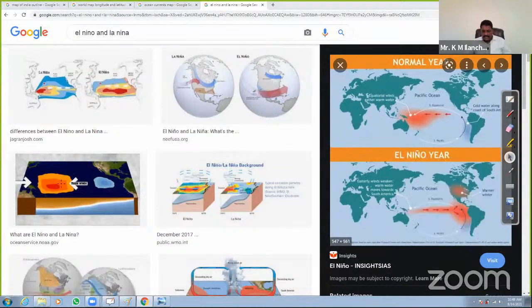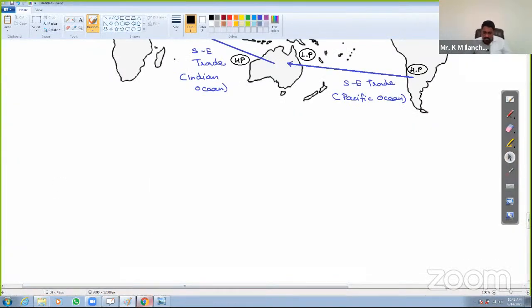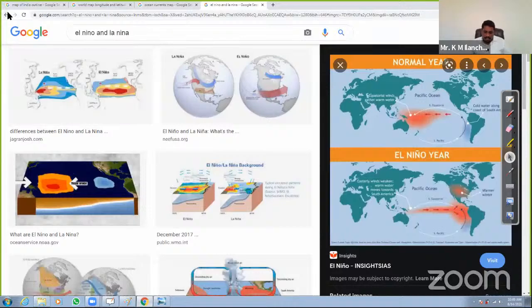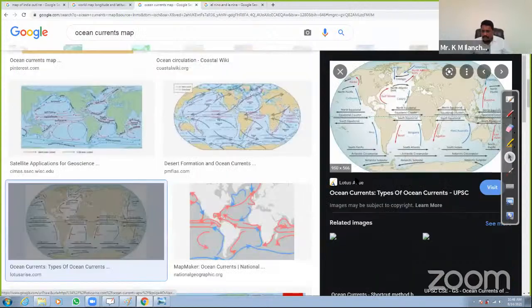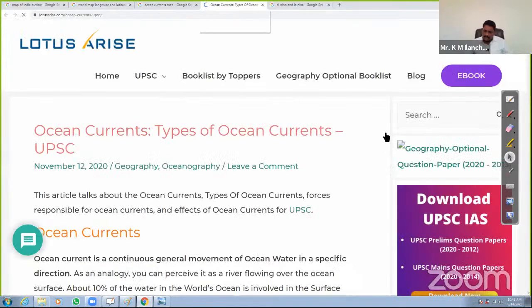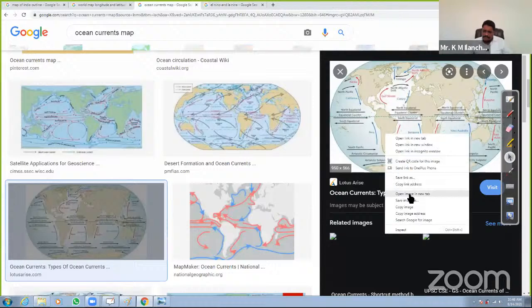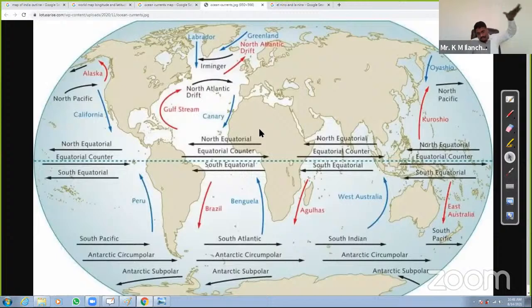Now, my dear friends, what exactly happens, I'll tell you. Say, for example, I was just showing you this ocean currents map, the earlier diagram. Now take the case of the South Pacific Ocean. I'm just taking the case of Australian coast and Peruvian coast. Australian coast is having warm waters, and Peruvian coast is having cold waters.